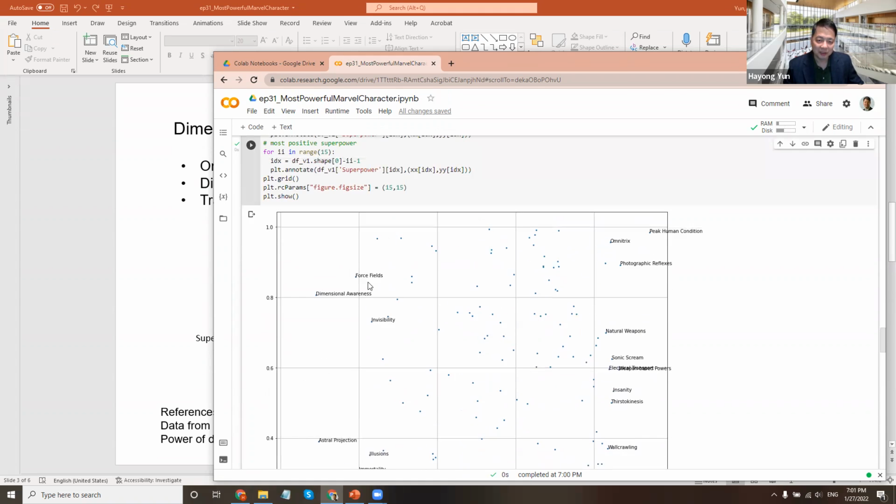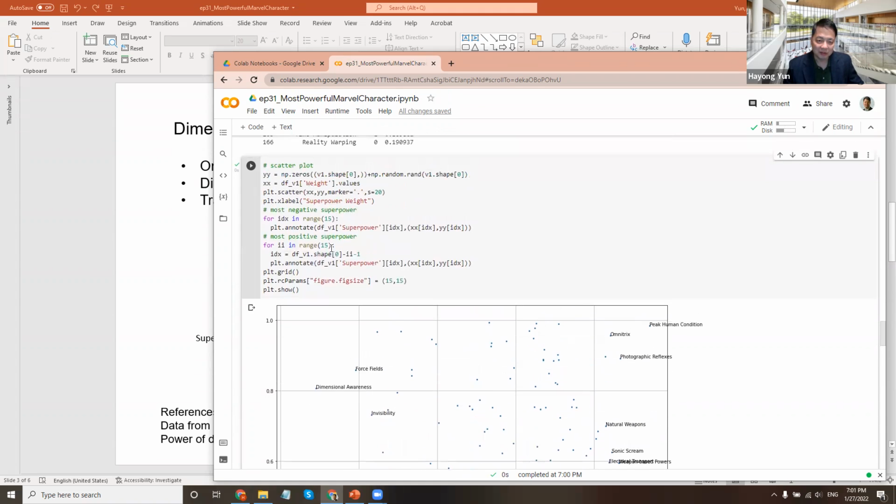All right, and you can see a whole bunch of points here. You can pick out your favorite by looking at the data frame for the superpower of the index you want. The highest one is the 0. The smallest one is the 666.